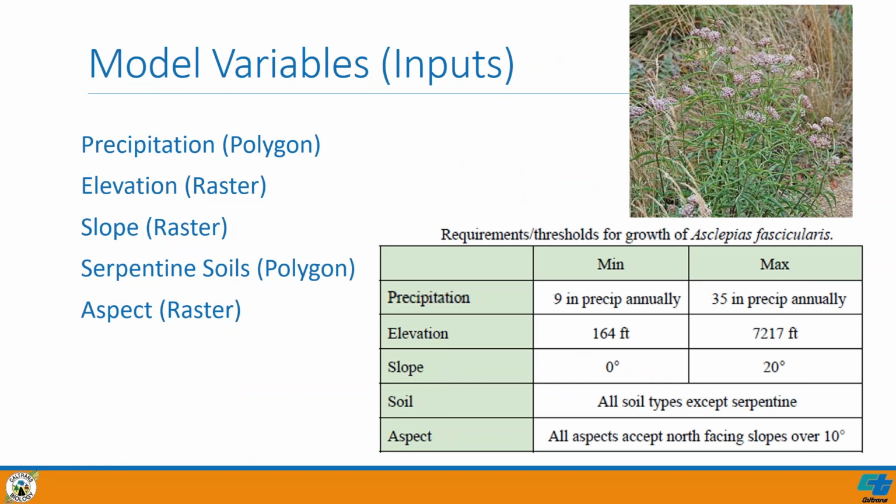So let's jump right in. The model variables on the surface are very straightforward and fairly simple. There are really 5 main variables, and again, these are based on Asclepias fascicularis. The model variables were precipitation, elevation, slope, soils, and aspect, and really focused on the optimal growing requirements for that species. I'll briefly go through each of these inputs.